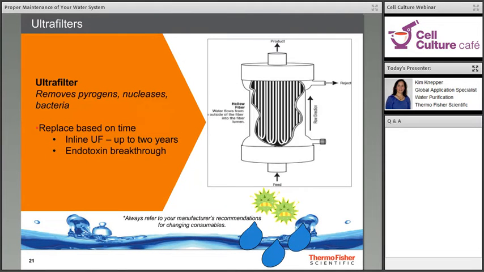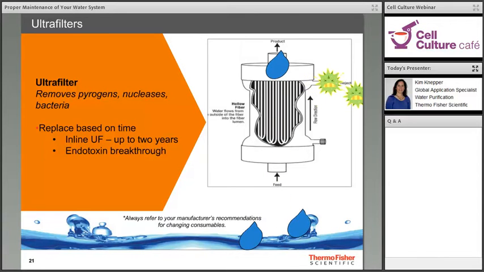The third consumable in ultrapure water systems are ultrafilters. Now, ultrafilters are very fine filters that are designed to remove pyrogens or endotoxins, nucleases, and bacteria. When they're built into the water system, they can last up to 2 years.